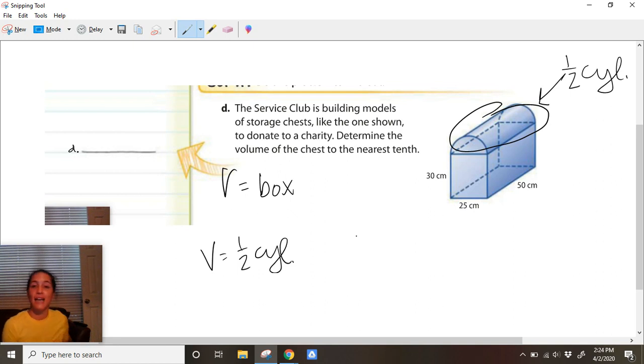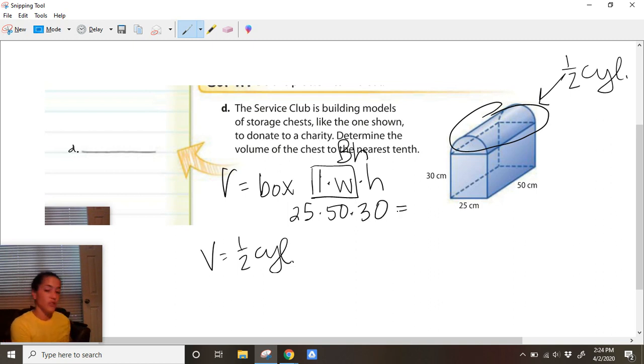For the volume of a box, I have not taught you the volume of a rectangular prism because that was something you were supposed to have learned in 7th grade. But if you've forgotten, it's length times width times height. Again, it's capital B times H because the base area is a rectangle times the height. So 25 times 50 times 30 high. That's 37,500 cubic centimeters. Wow, that's big.